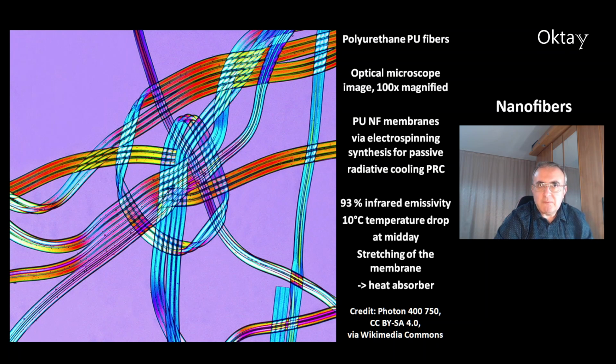Nanofiber membranes of polyurethane via electrospinning synthesis are very important for passive radiative cooling, PRC. So these materials have a 93% infrared emissivity, and this can cause up to 10 degrees Celsius temperature drop at midday. At the same time, if you stretch this membrane, you can turn it into a heat absorber.